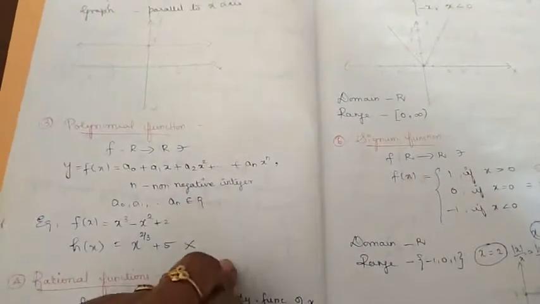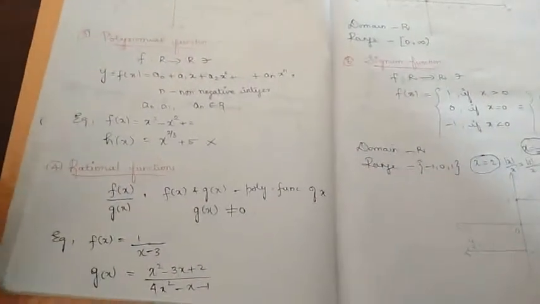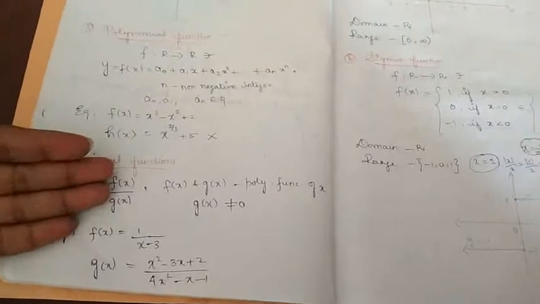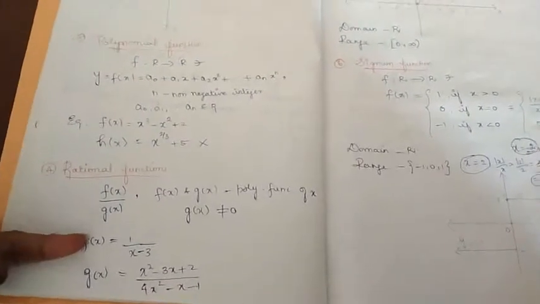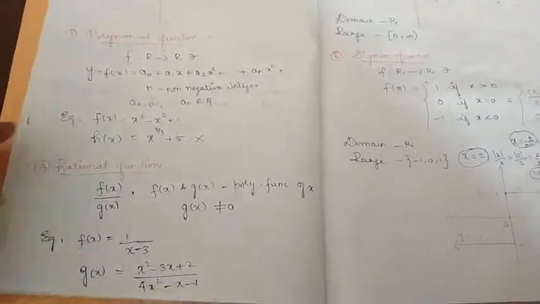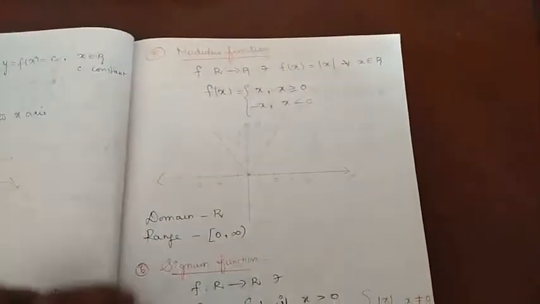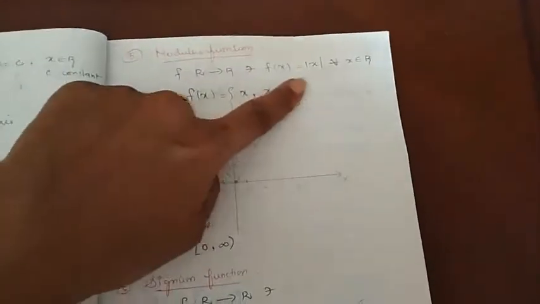If it is going to be a cubic polynomial, we will get a curve. Likewise, it goes on. Then a rational function: the numerator is a polynomial, and the denominator is also another polynomial. That is called rational functions. Then there is the modulus function. We know what is meant by modulus.